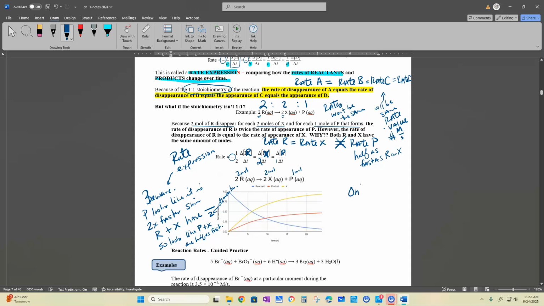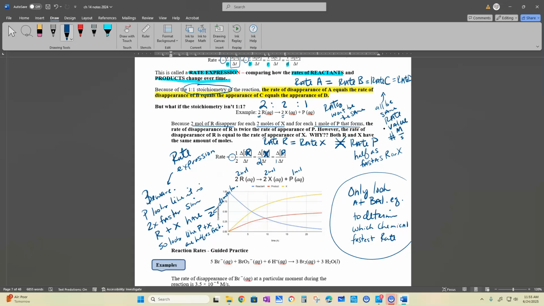So here's my rule: only look at the balanced equation to determine which chemical has the fastest rate. That's all you need. AP makes us teach you this expression. I think it's pointless. I don't like this expression, but I got to teach you, because I'm going to teach you the stoichiometry way, but I have to teach you how to write it. So this is called rate expression. Be very careful in this next video. Something called rate law is not the same.